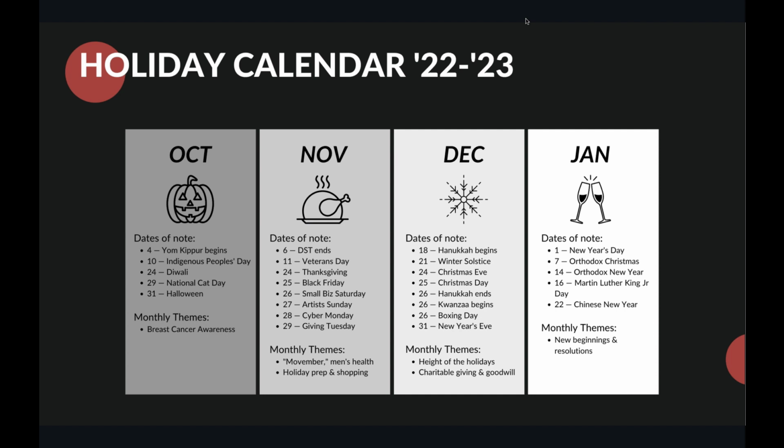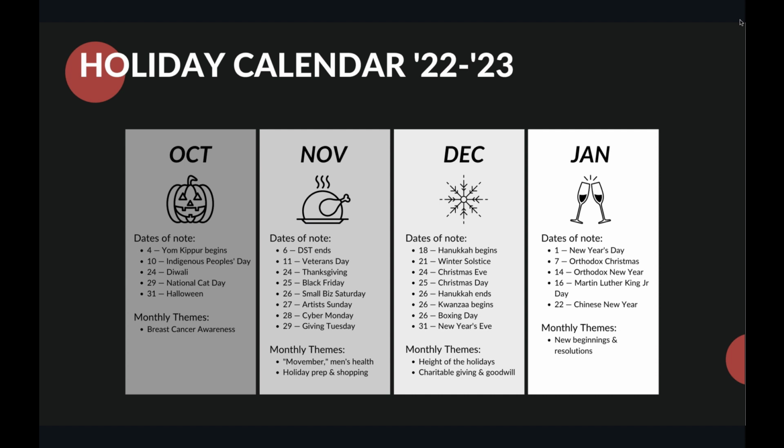Think about charitable giving, think about goodwill, and how to engender those feelings in your audience, so they associate positive things with you and will want to continue doing business with you. And then we've got the new year. It's a time of new beginnings, of resolutions, and it's also a time where we can celebrate many different cultures. So there's a lot going on, but remember, not all of these holidays are ones that you necessarily need to participate in. It won't all make sense for your business or your customers.